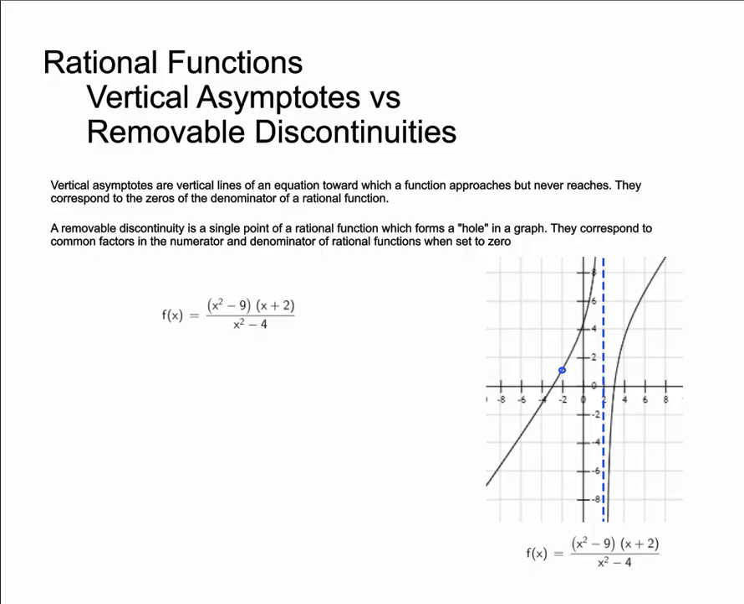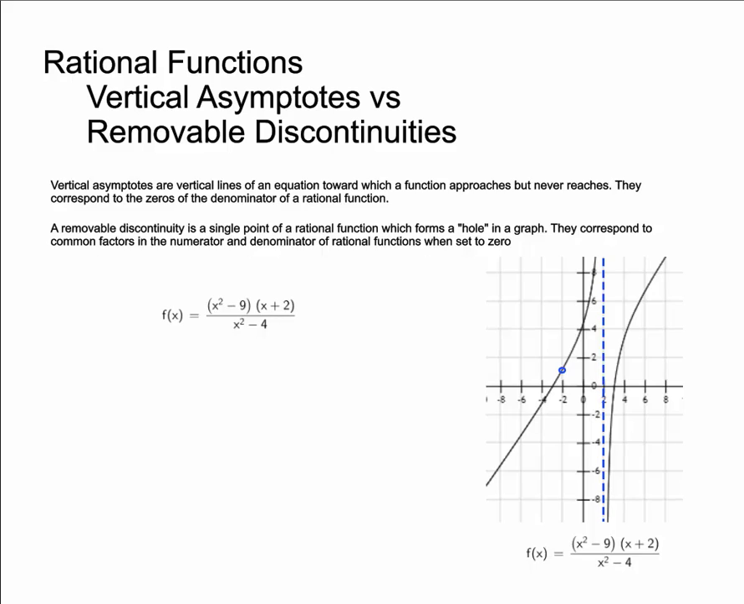Your ability to determine vertical asymptotes versus removable discontinuities in rational functions is something that is routinely tested on the ACT Math exam. So let's review vertical asymptotes and removable discontinuities. Vertical asymptotes are vertical lines of an equation toward which a function approaches but never reaches. They correspond to the zeros of the denominator of a rational function.